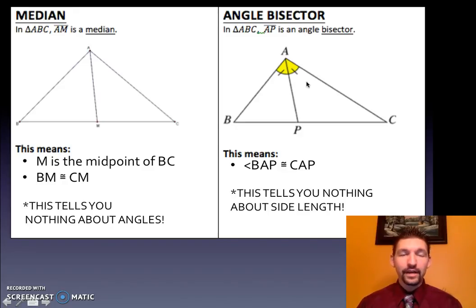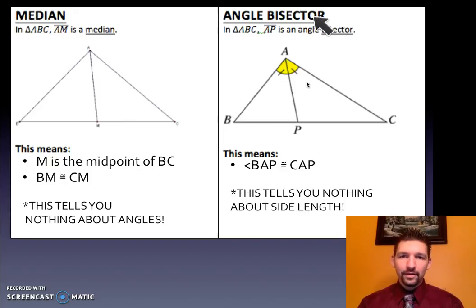The four things we want to start off with are a couple reviews. So the first thing is talking about medians. So if AM is a median of this triangle, it means a couple things. It means that M is the midpoint of BC, so this little point is the midpoint of the bottom, and that the two halves are congruent. So BM is congruent to MC here. One important thing you want to know is that this tells you nothing about the angles. Just because M is the midpoint tells you nothing about any angles anywhere in this triangle.